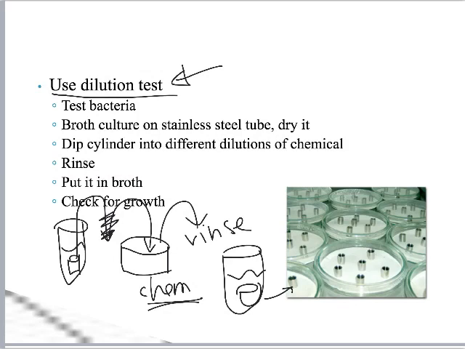Okay, so you take the stainless steel discs, you put them in the broth, then you put them in a chemical, and what you're trying to do is see if the chemical will kill the organisms. Then you rinse it off and get the chemical off, right? And then you put the stainless steel disc in another tube of broth, and you shake it, and you try to see if the organism you initially started with will grow, or if it's dead.